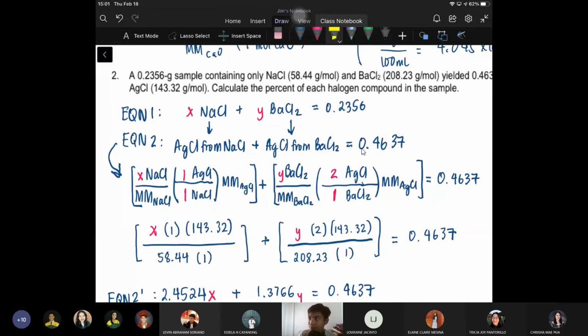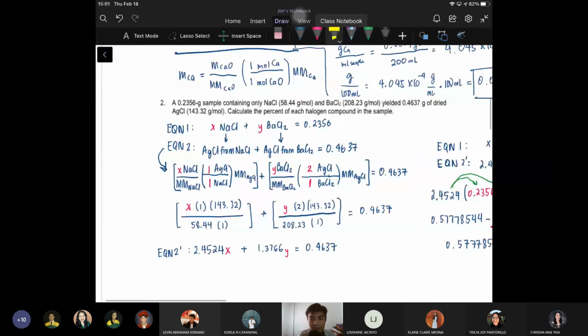Yun yung equation 2. Then, you will expand your equation 2. Ipakita mo yung conversion from this to that. Ito yon. This to that. Ito yon. Then, the rest is algebra. Okay? So, that's how we solve for item number 2. Okay. Tricky ha. Tricky siya, pero kaya nyo yan. Ako naniniwala ako sa inyo.